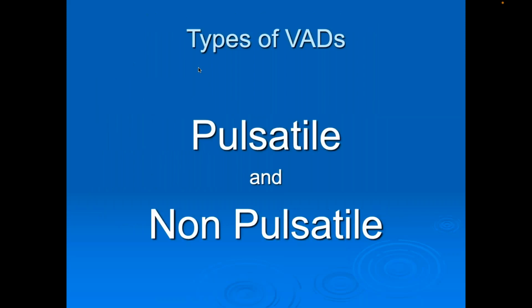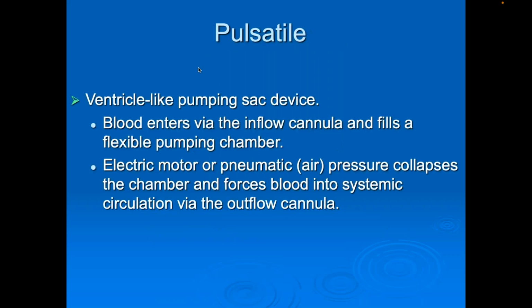So let's talk about the types of ventricular assist devices, pulsatile and non-pulsatile. A pulsatile device is a ventricle-like pumping sac, where blood enters via the inflow cannula and fills a flexible pumping chamber. An electric motor or pneumatic air pressure collapses the chamber and forces blood into the systemic circulation via the outflow cannula.